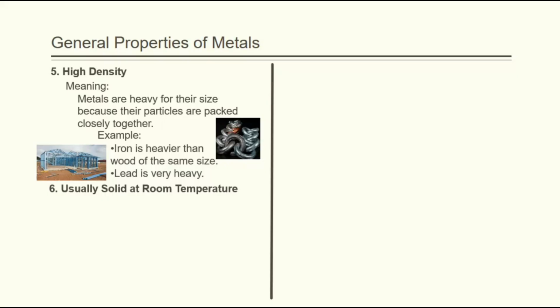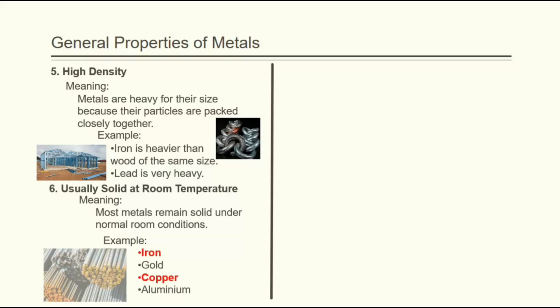Another property of metals is that they are usually solid at room temperature. This means that metals remain solid under normal room conditions. Example, iron, gold, copper, and aluminum. All these metals remain solid under normal room conditions.